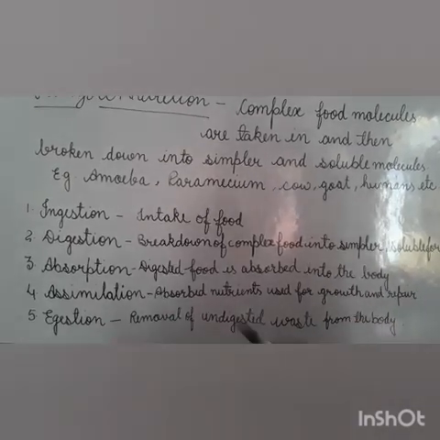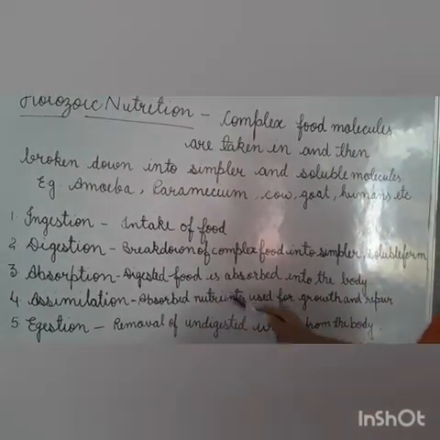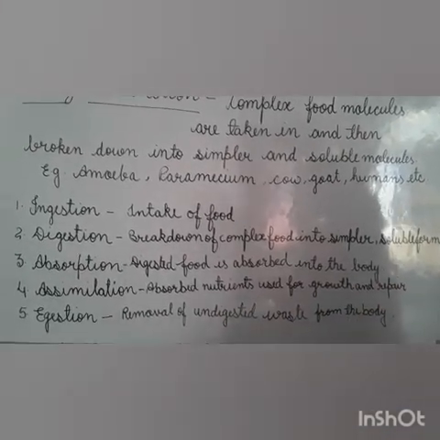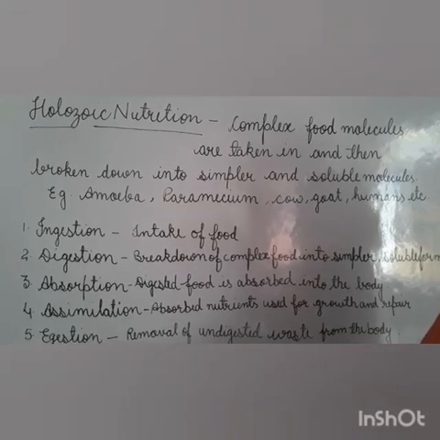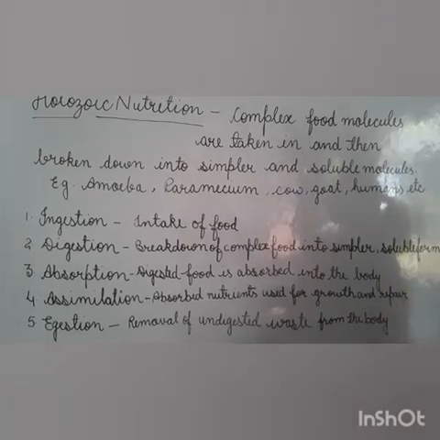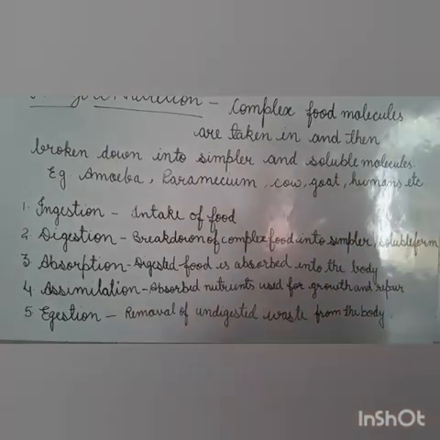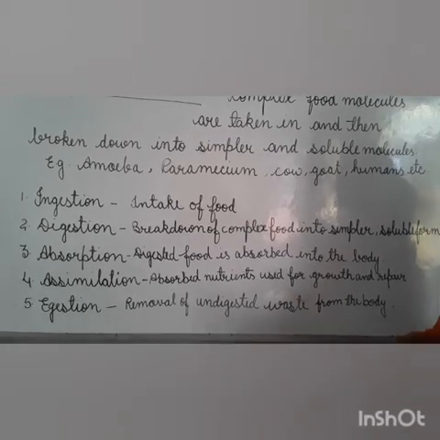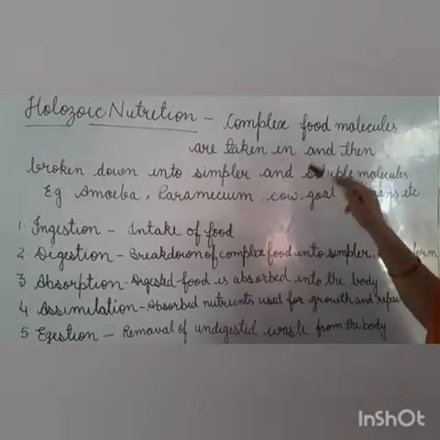And fourth step is assimilation. What is assimilation? The absorbed nutrients are used for growth and repair and to get energy. This is called assimilation. And last step is egestion. And what is egestion? Removal of undigested waste from the body. And this is the last step in the holozoic mode of nutrition.